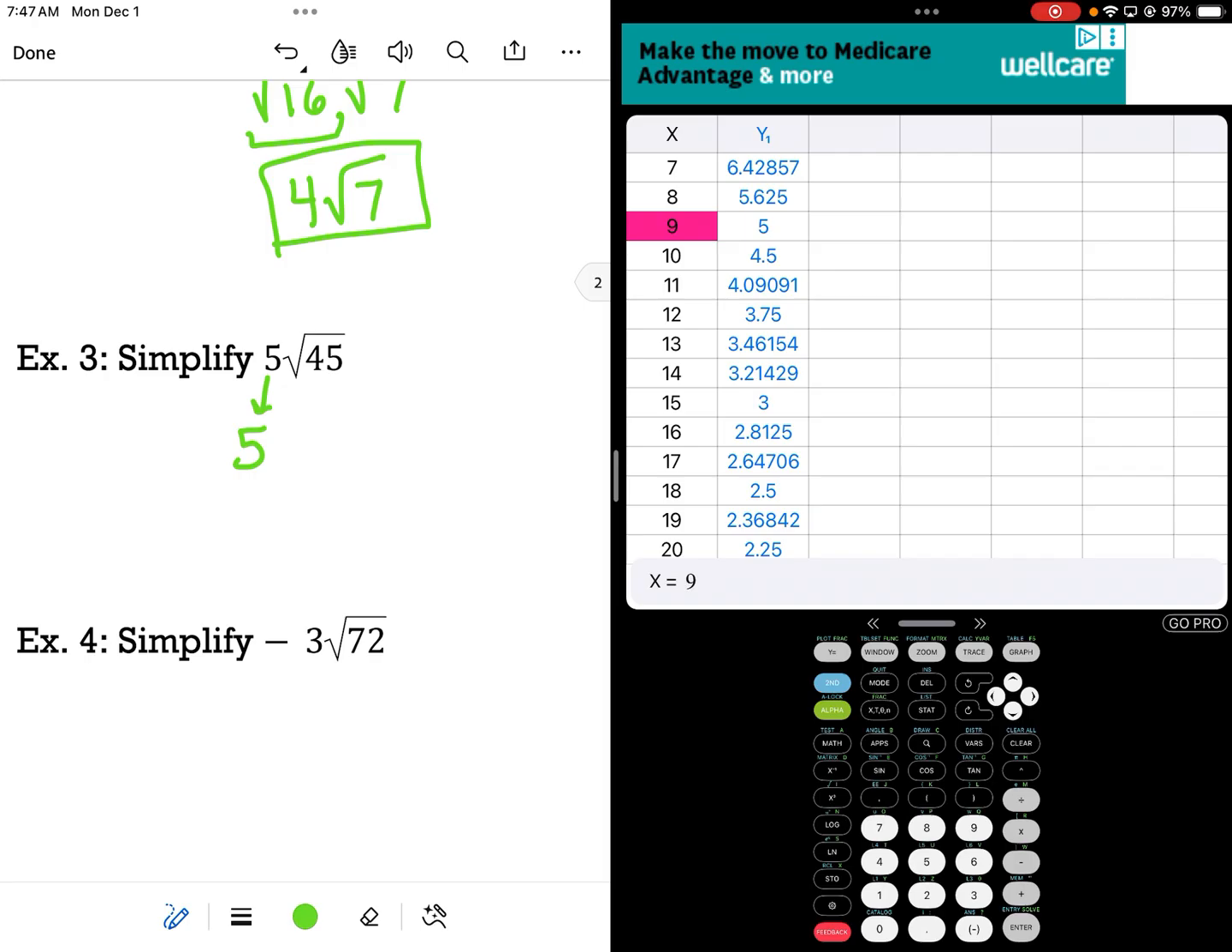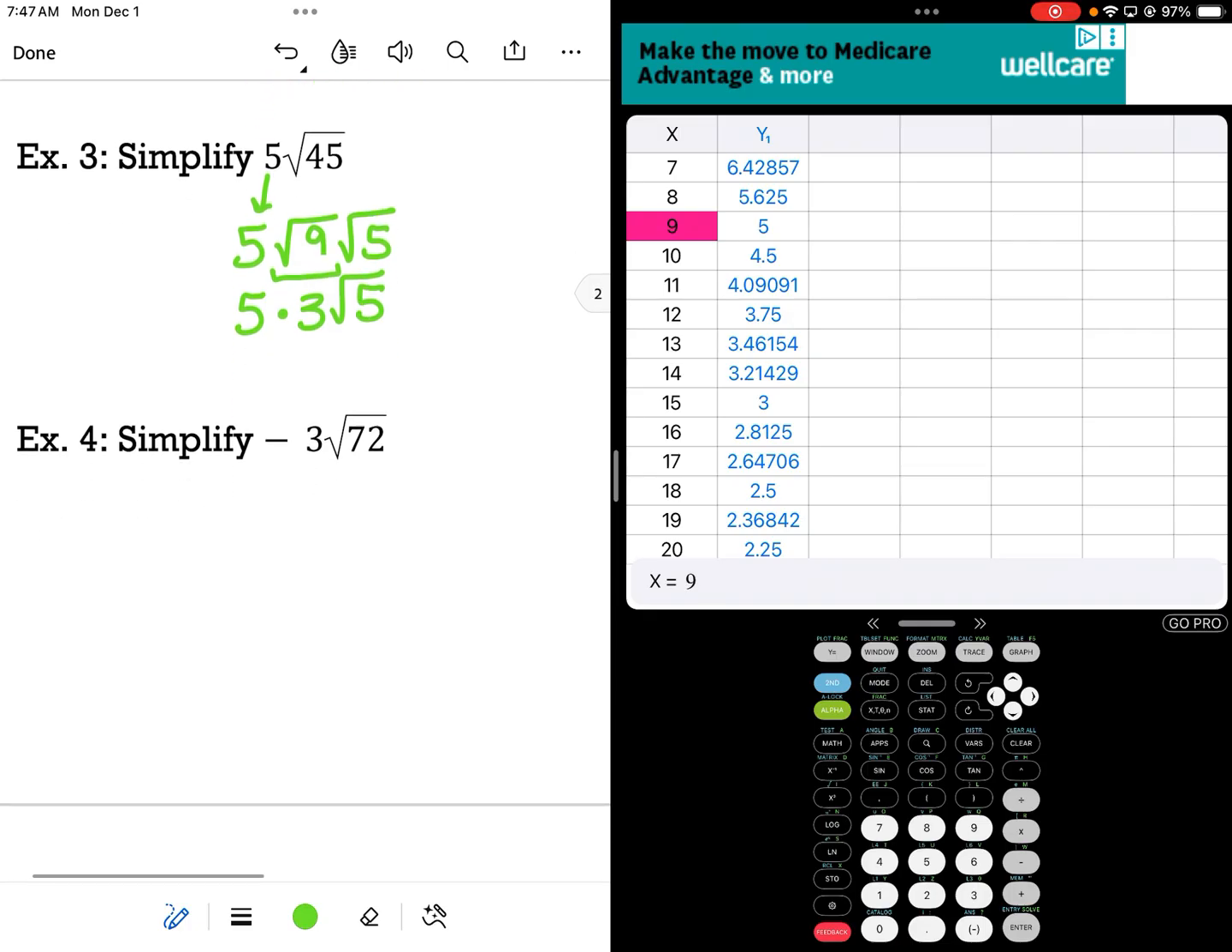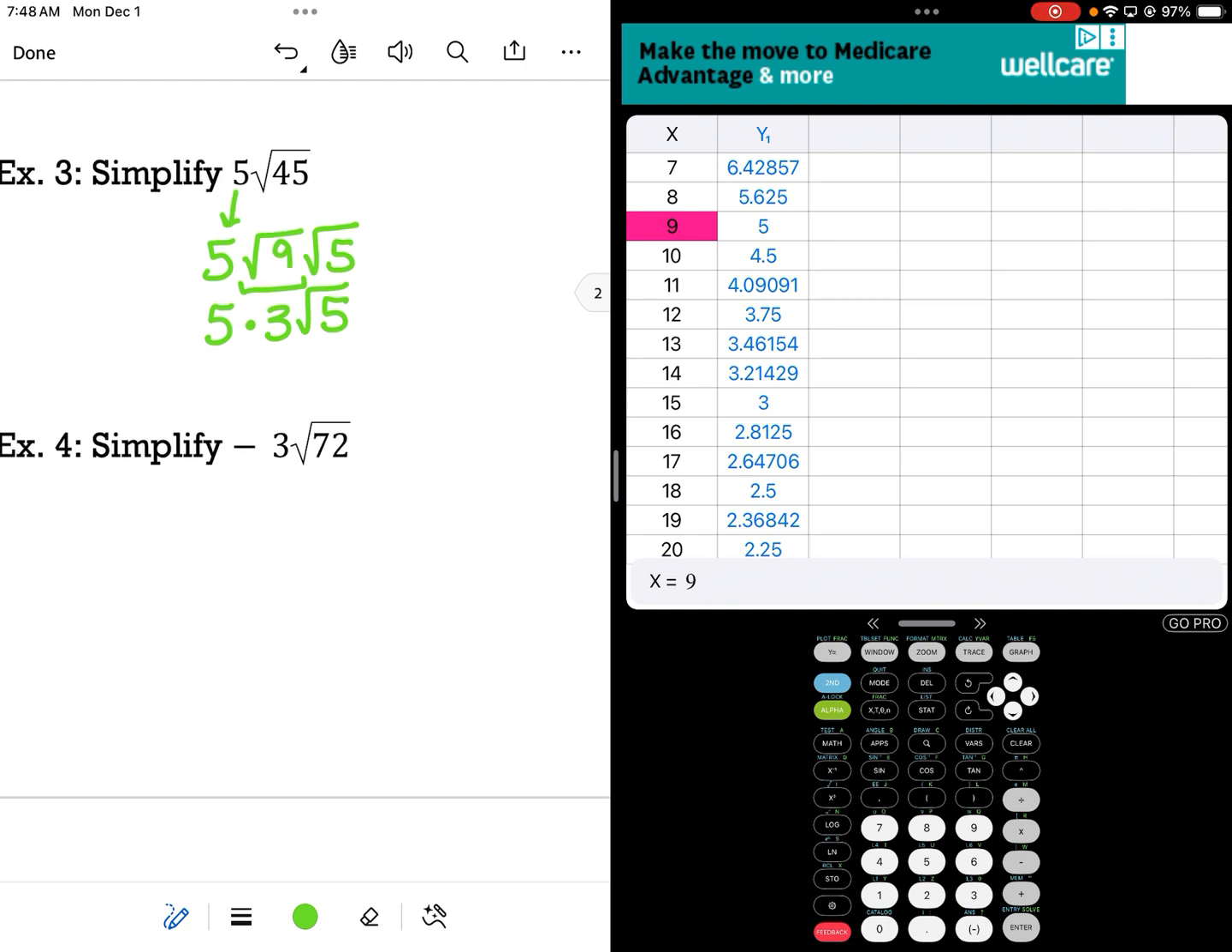9, exactly. So 9 and 5. We simplify the perfect square. 9 is the perfect square, so we're going to simplify the square root of 9. 3. So 5 times 3, square root of 5. The only thing left to do is multiply. 5 times 3. 15, square root of 5.